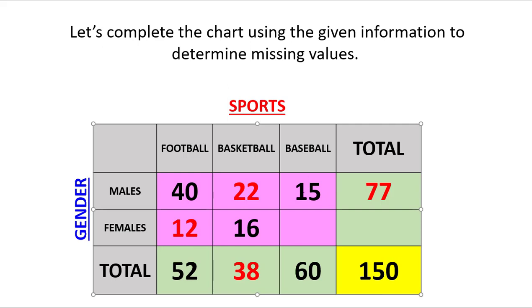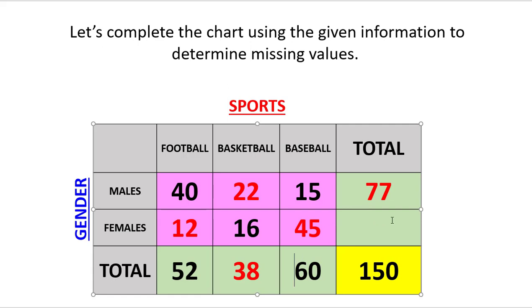Let's look at this column. What number can I add to 15 and get 60? Well, there's several ways to figure that out. You can just guess and check, or you can determine that if I subtract 15 from 60, it'll give me that missing number, which is 45. Let's make that red.